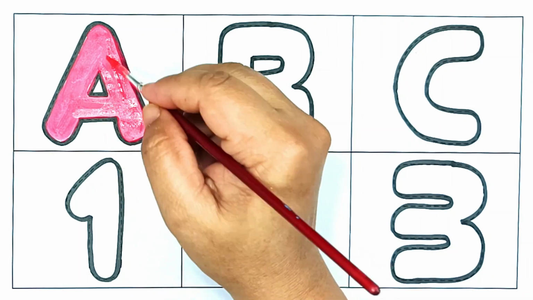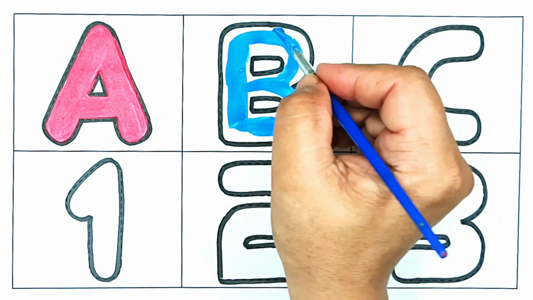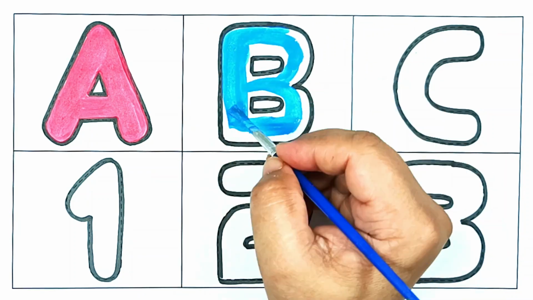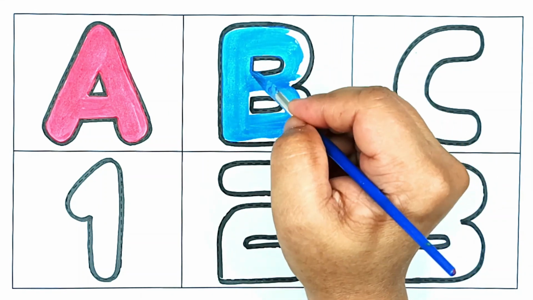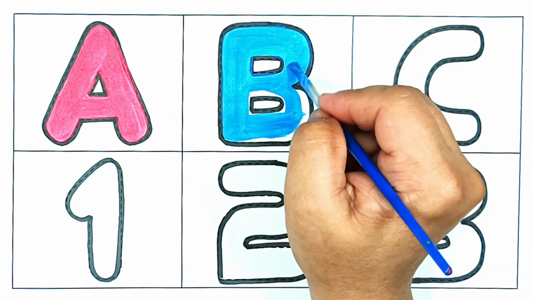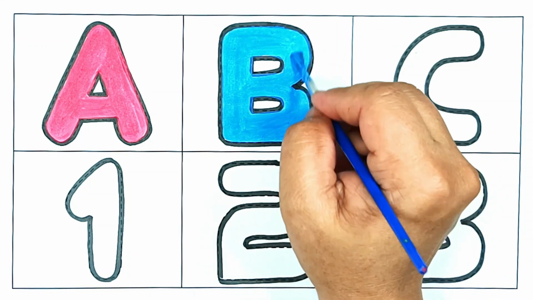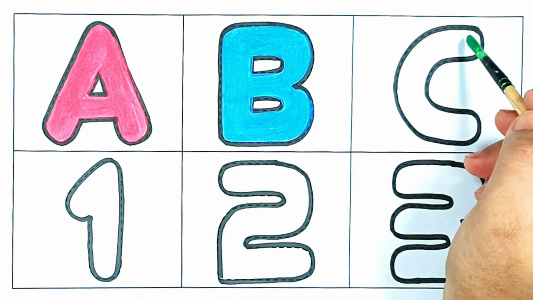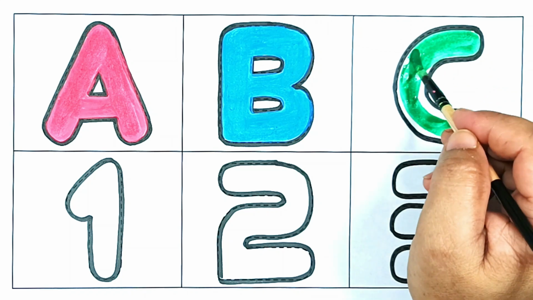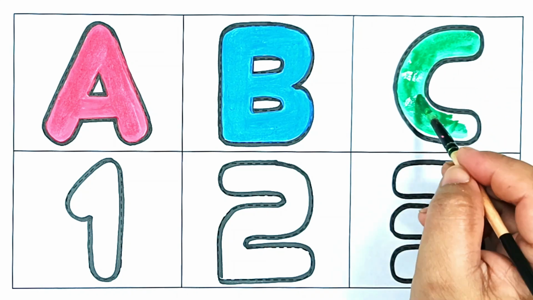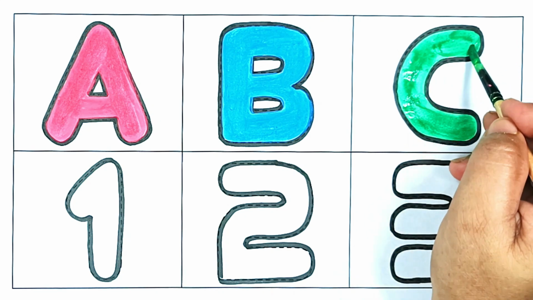A for apple. A for apple. B for ball. B for ball. C for cat. C for cat.